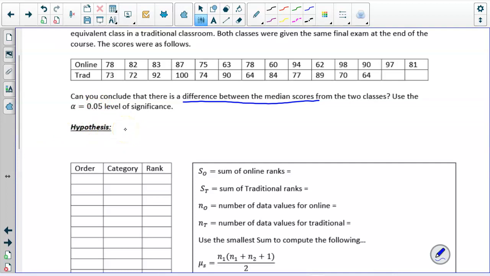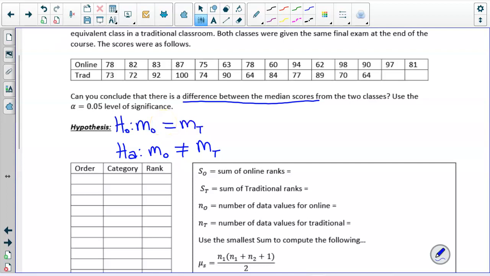So my null will be, and instead of 1, I put mu sub O for online. Write my alternate first. So what's your alternate going to be? Not equal to. So not mu. Gracious, I keep saying it. I'm sorry. Median, M sub O does not equal M sub T for traditional classroom, right? So then this one, M sub O does equal M sub T, okay?